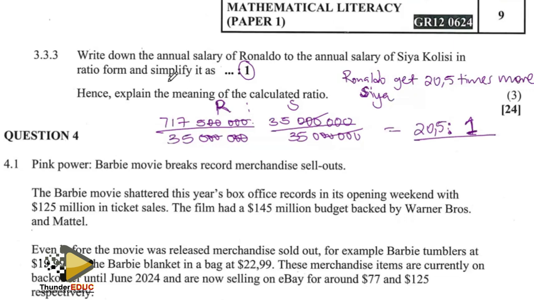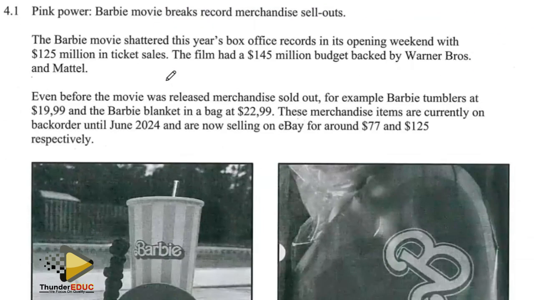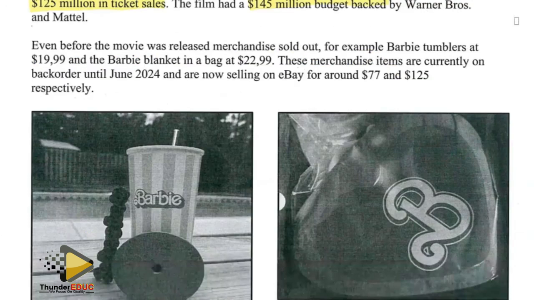All right, we look at question number 4.1. Think power, and Barbie movies. Breaks record, merchandise sells out. The movies shattered this year, books were up the weekend, and we are looking at this. These are the values we're looking at. These were the ticket sales. The film had a 145 million budget. These are just stories. Read through the stories and you get what they're talking about.